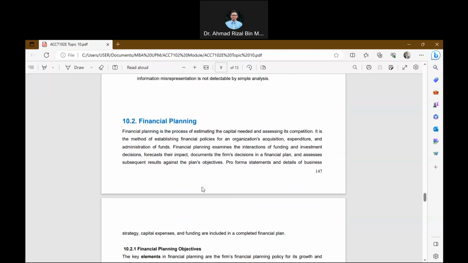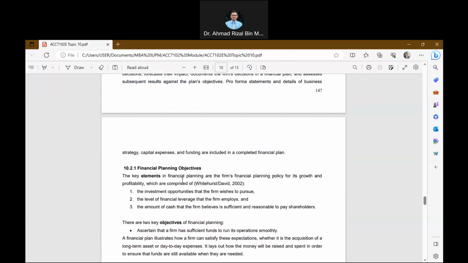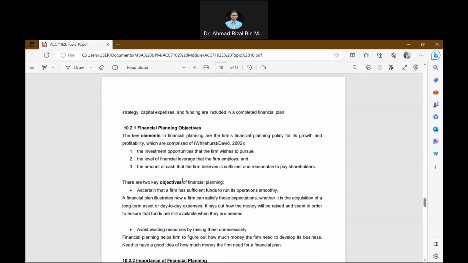Now for financial planning, it depends on one company to the other. What the module, or the book, provides is the general guideline, where you need to have objectives, and what are the elements that you need to consider before setting your objectives. Among others, the investment opportunities that the firm has in store, and then your leverage. At the moment, what is your indebtedness or leverage level? And in terms of your cash capability, your cash flow is vital here. It's very important.